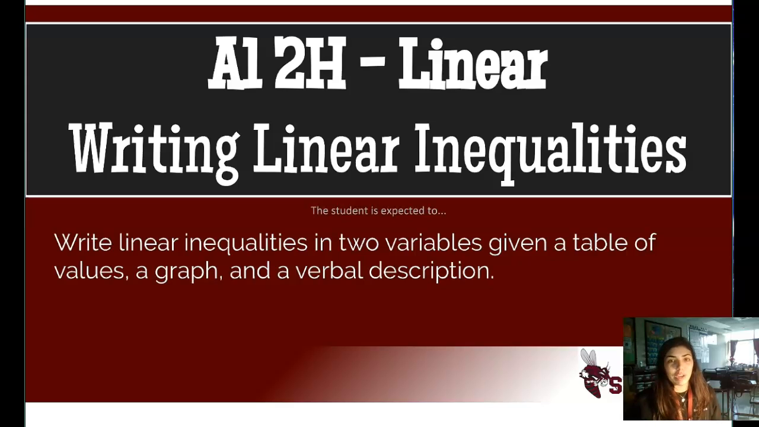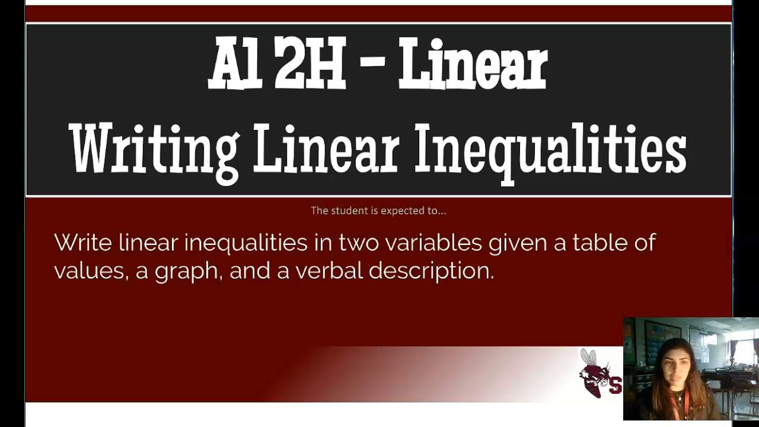2H is all about writing linear inequalities. So we've done equations and we've done regular inequalities, but when we do these linear inequalities, we're going to be using two variables. The TEK says the student is expected to write linear inequalities in two variables given a table of values, a graph, and a verbal description.